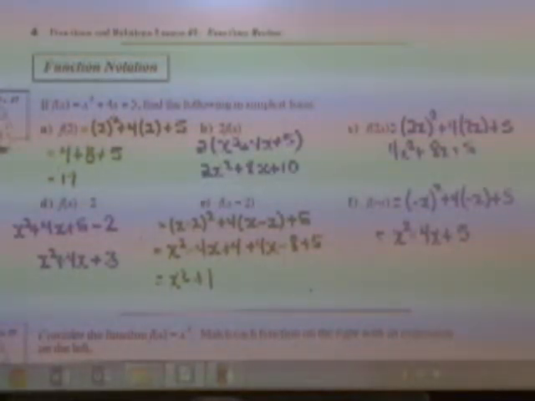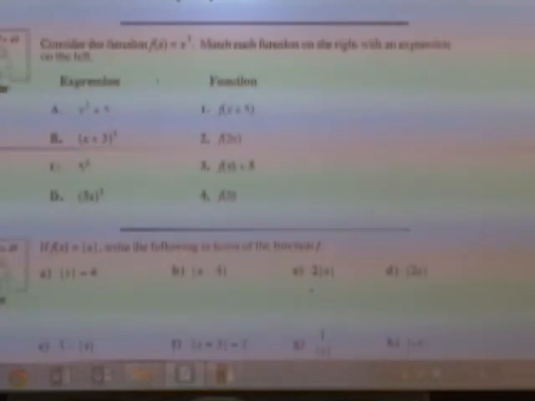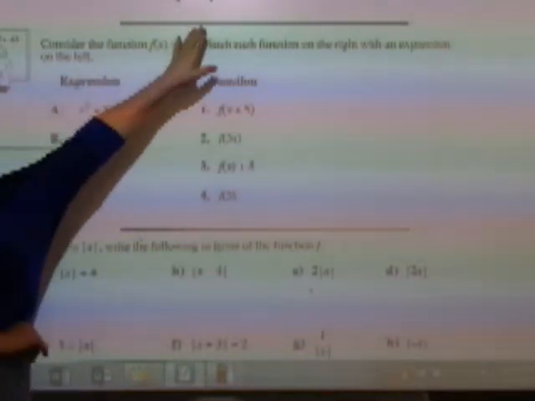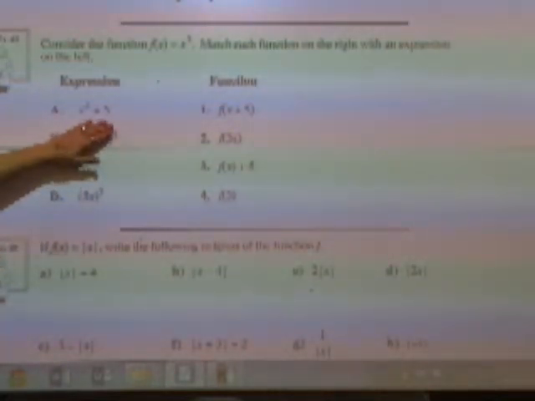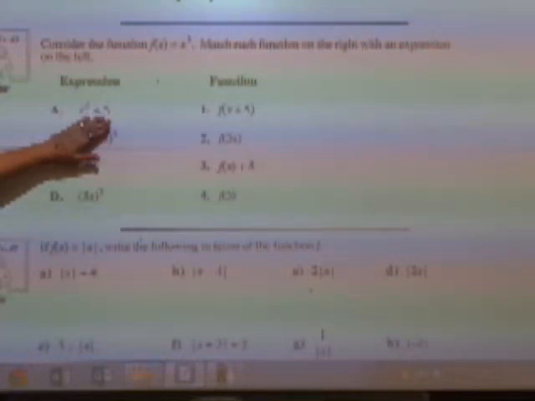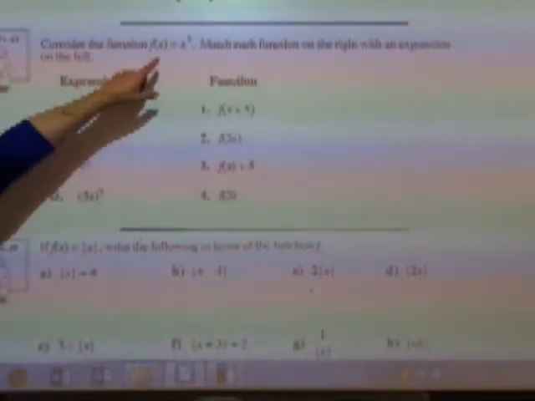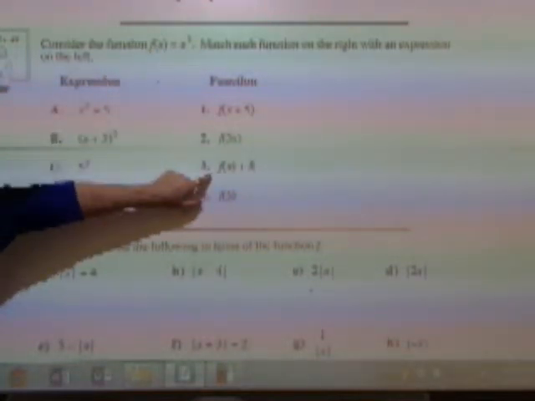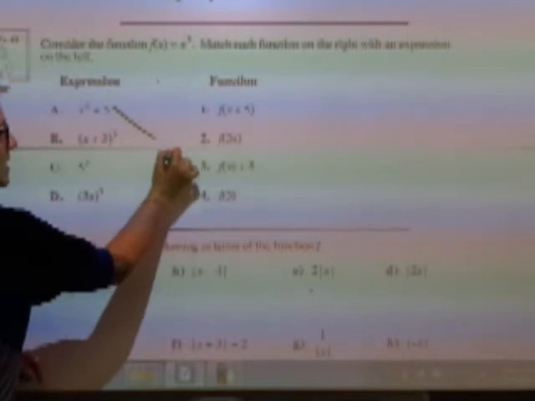Good. Okay, so let's look at class example number 8. It says, consider the function f of x equals x cubed. Match the function on the right with the expression on the left. If I start off with x cubed and I go to x cubed plus 5, what did I do to get this equation? I added 5. So if x cubed is equal to f of x, I take f of x and I add 5.